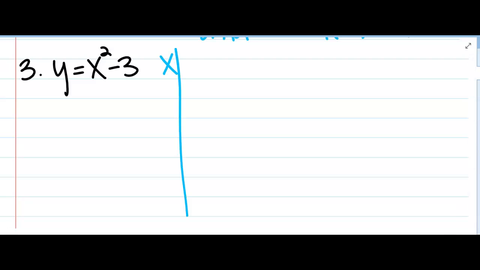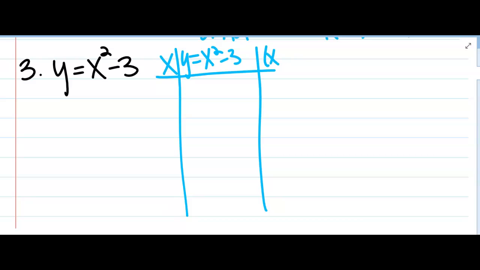Okay, let's do one more that we are graphing. Let's do, okay, number 3. Let's do y equals x squared minus 3. Okay, so just like before, we're going to want our table of values. We've got our x's. Our rule is y equals x squared minus 3. And then our last column will be those x comma y's that we get. And then we're going to graph our function.